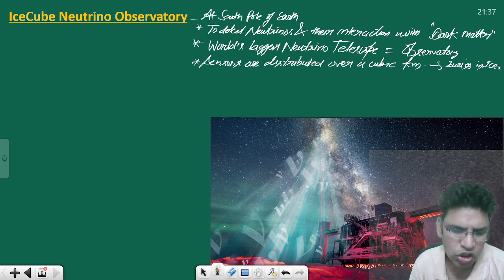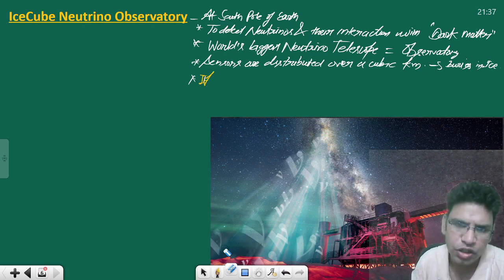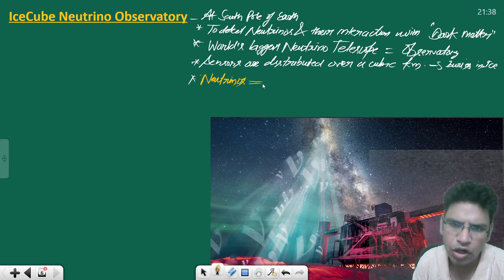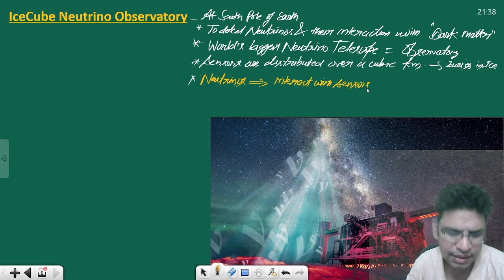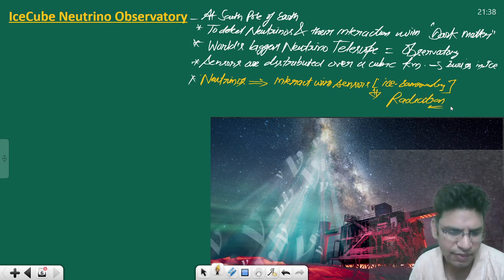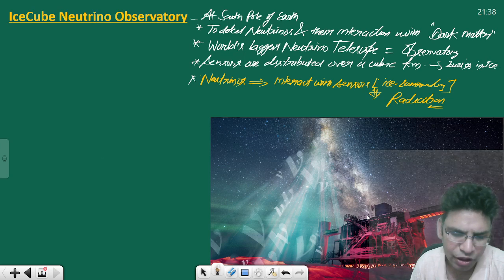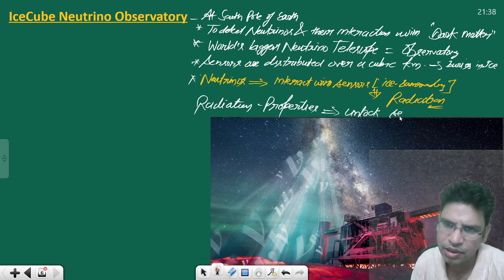Okay. So what they are expecting actually is, if these neutrinos are detected, they will interact with the ice, with the sensors, and basically the ice surrounding the sensors, right? And they will emit some kind of radiation, and you can study that radiation. This is what they want to do, right? The properties of the radiation are going to unlock the secrets of the universe. This is the idea, right?